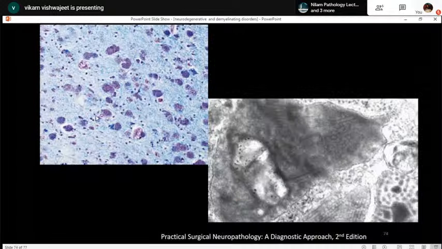So in this microscopic picture, you can see a large number of macrophages containing numerous granules of sulfatide. This is a Luxol fast blue PAS stain, and on ultrastructural appearance, prismatic or tuffstone type inclusions are noted within the cytoplasm of macrophages.